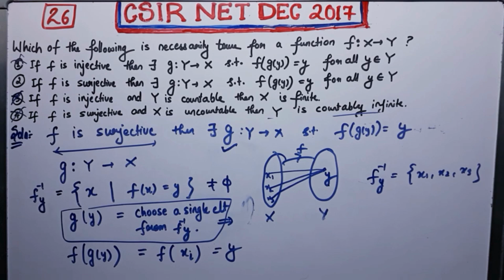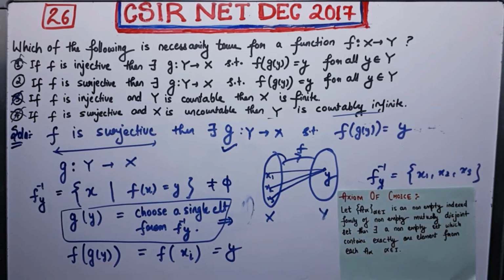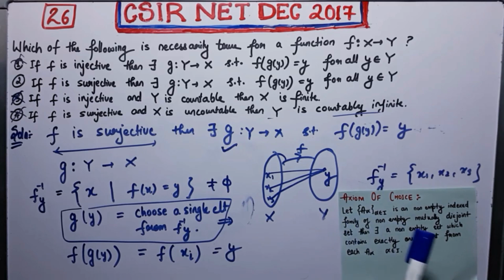I have constructed this function g by just choosing a single element from f inverse y. It doesn't matter which element you choose, but you have to choose, okay. And now who will give guarantee that you can actually choose? Okay, now axiom of choice comes into the picture. So this is the definition for axiom of choice. So what it says, that if A alpha is a non-empty indexed family of non-empty mutually disjoint sets, then there exists a non-empty set which contains exactly one element from each A alpha.